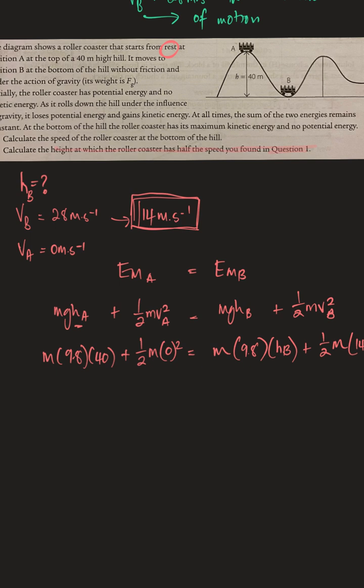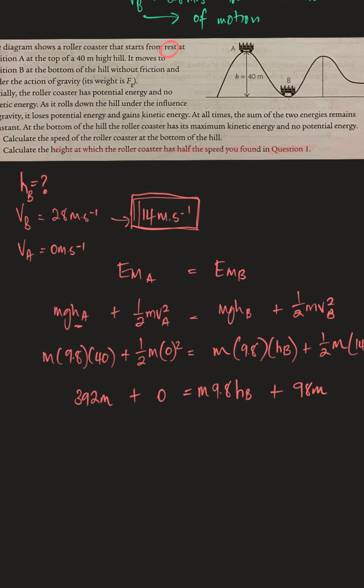On this side, I'm going to say 392m plus 0 is equal to 9.8 m 9.8 hb plus 14 squared times half is going to give me a 98m.